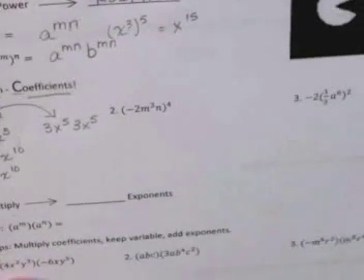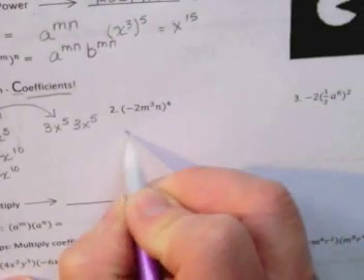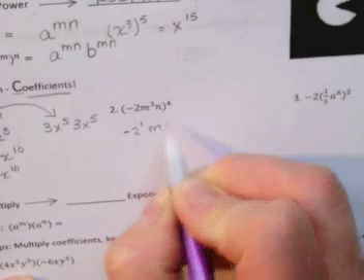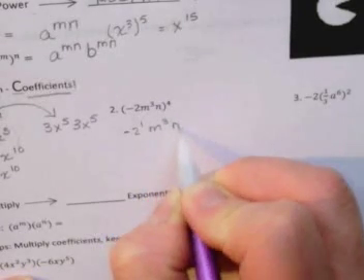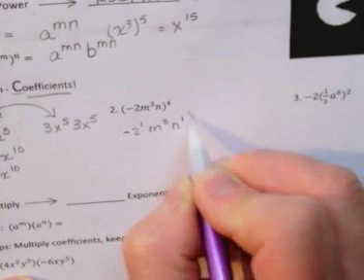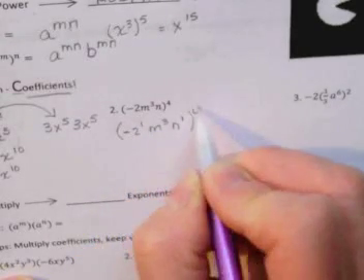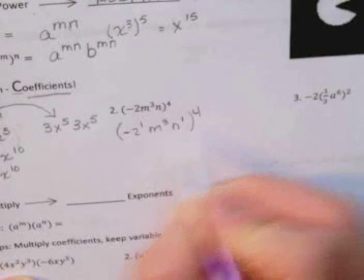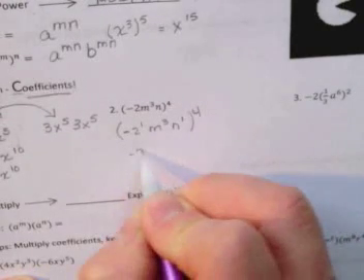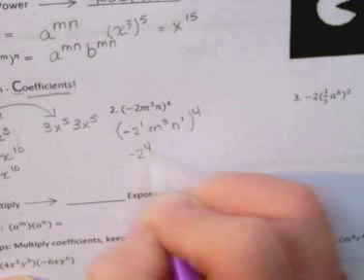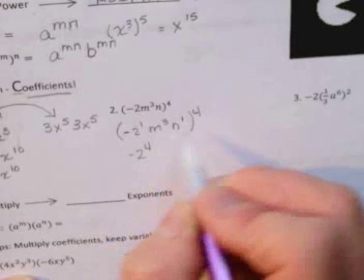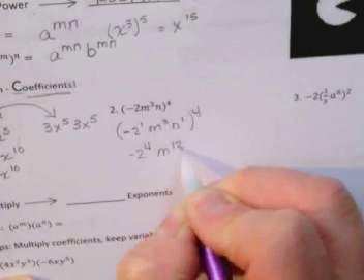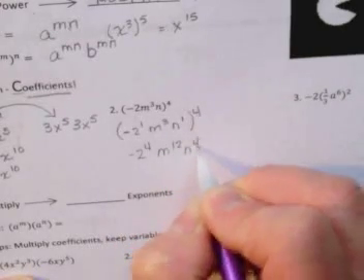So let's take a look at example 2. I'm going to go ahead and rewrite it as negative 2 to the first power, m to the third power, and n to the first power. And I'm taking all of that to the fourth power. So let's go ahead and multiply our exponents. 1 times 4 is 4. m to the third raised to the fourth power is going to be m to the 12th and n to the fourth.